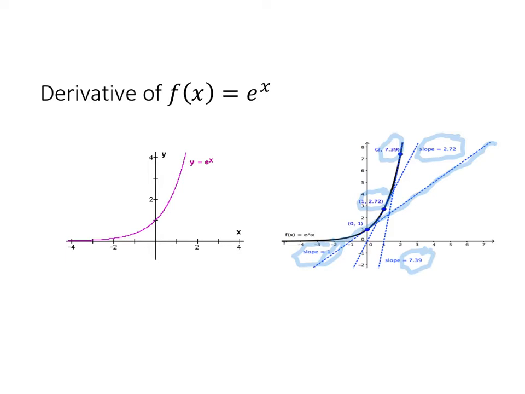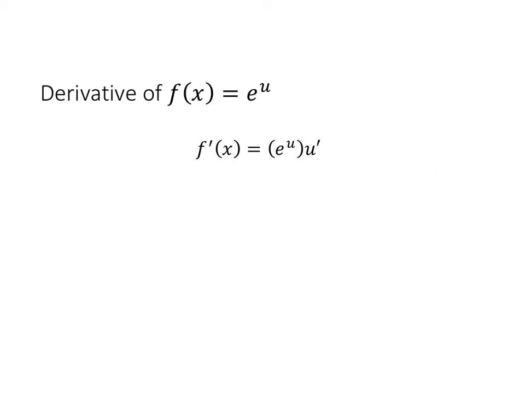So what does this tell us? It tells us basically that the derivative of e to the x is e to the x, which should be fairly simple for you to remember. Well, what about something like e to the u? What would the derivative of e to the u be? Well, again, we could use our chain rule and remember that the derivative of e to the u is e to the u times u prime.